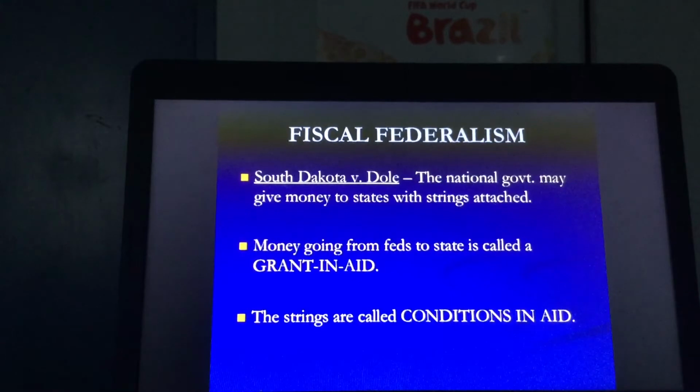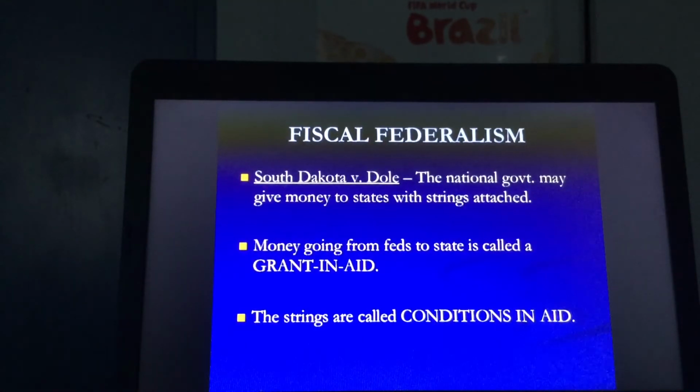And every state did it, took the money, raised the drinking age. South Dakota put up a little bit of a fight. They said, no, we want the highway money, but we don't want to have to raise the drinking age. Congress can't do this to us. They can't put us in this position. And the Supreme Court sided with the national government.